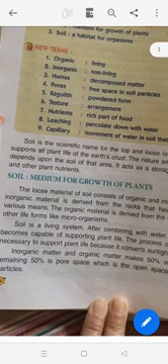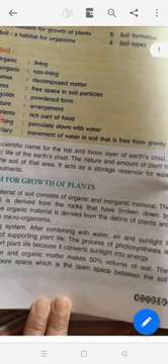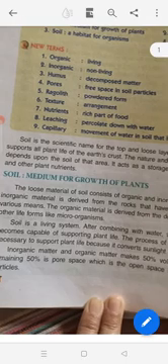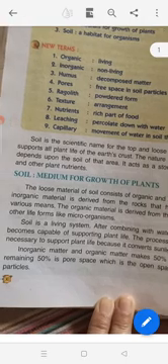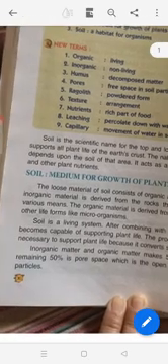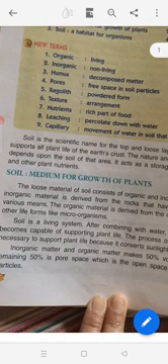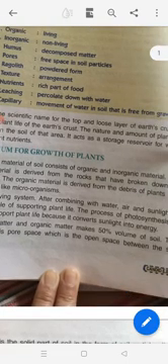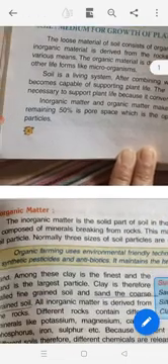Inorganic matter and organic matter make 50% volume of soil. The remaining 50% is pore space, which is the open space between soil particles. So 50% consists of organic and inorganic material, and the remaining 50% is the pore space, which is the open space between the particles.